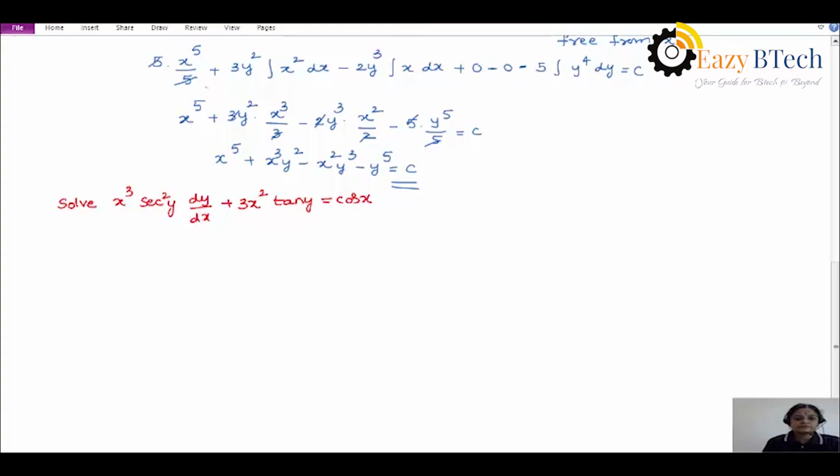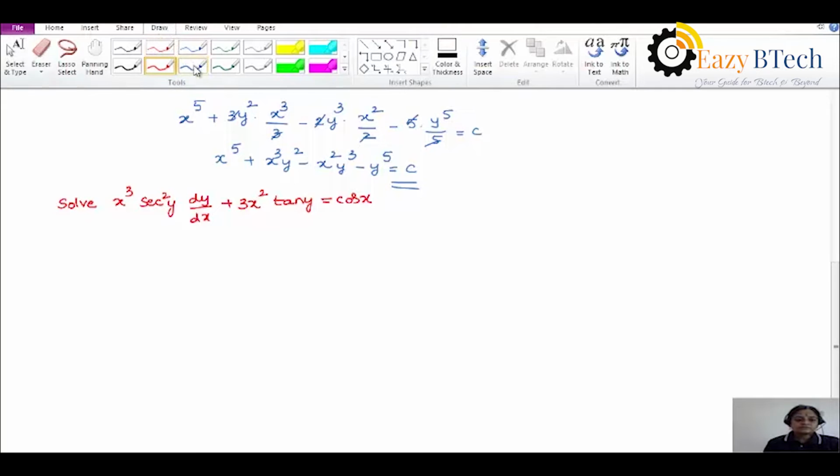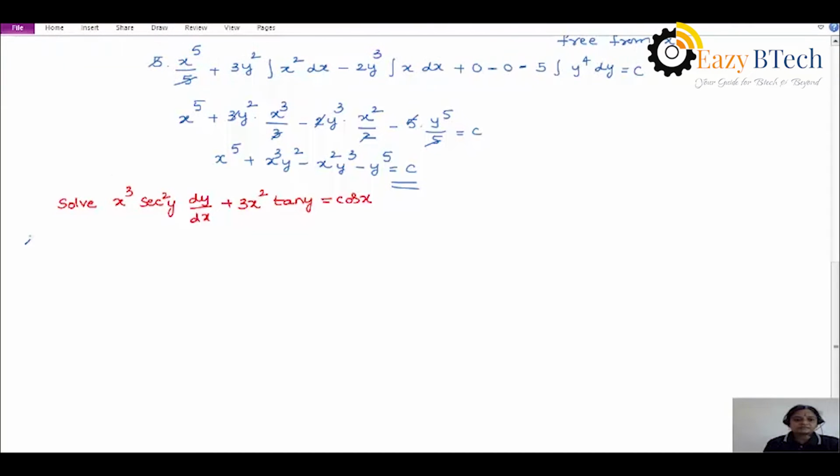And now doing the solution of this question. Observe the given question, it is not in the standard form, students. The standard form is M dx + N dy = 0. If the given differential equation is not in the standard form, we have to change it into the standard form.